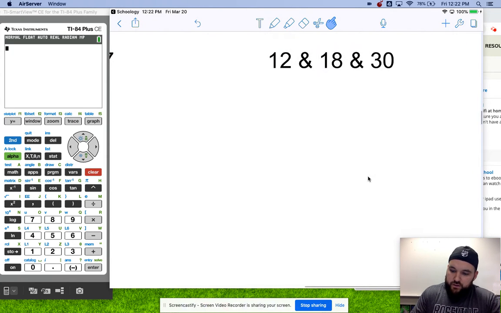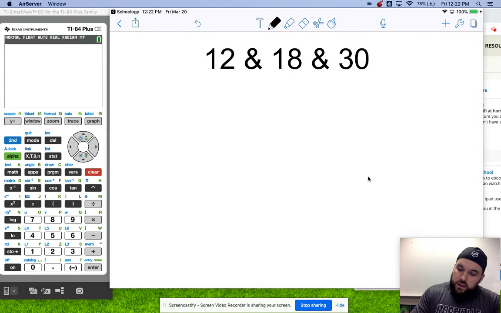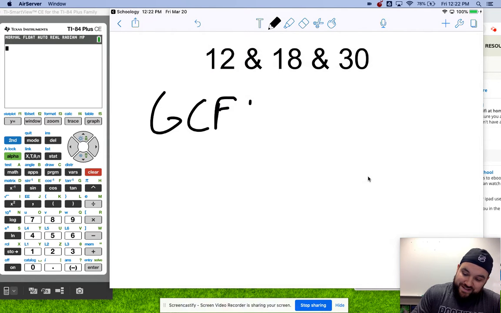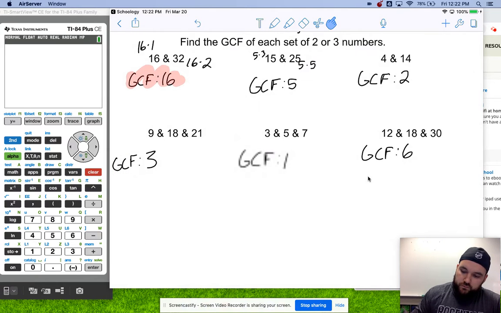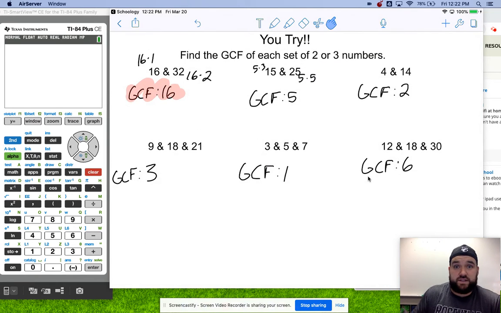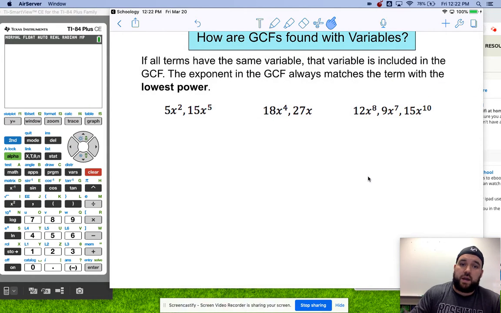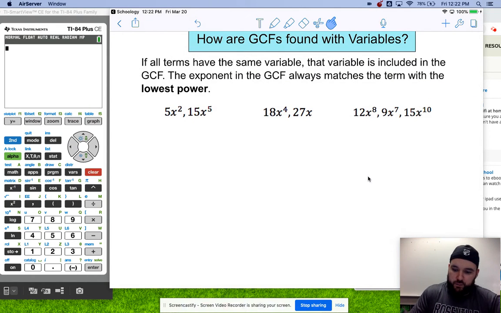And then finally here, 12, 18, and 30. Through some trial and error, you might try 2 works for all 3. So does 3. But the greatest common factor for these 3 numbers is 6. Okay. So that's GCF with just numbers. What we're going to see is what happens if I have a GCF with variables.